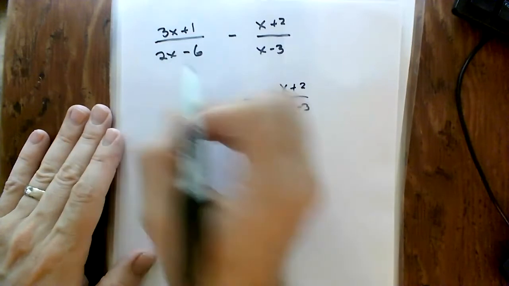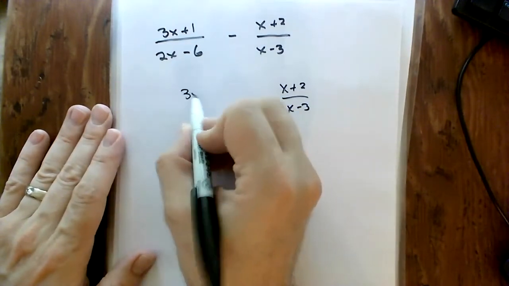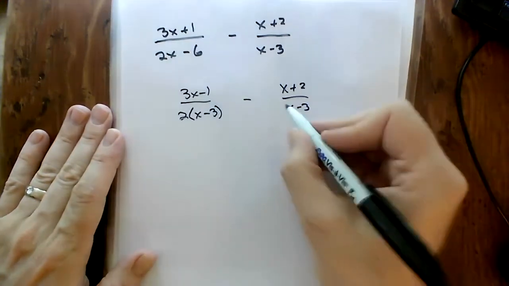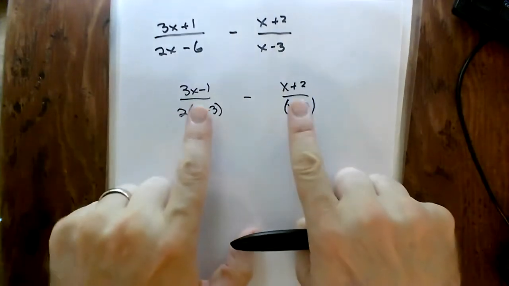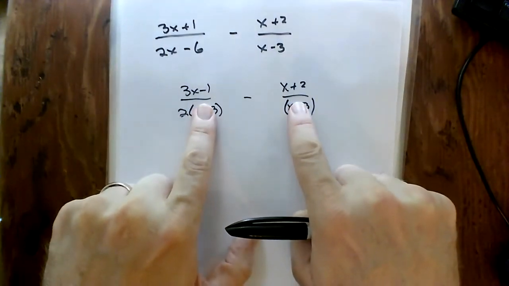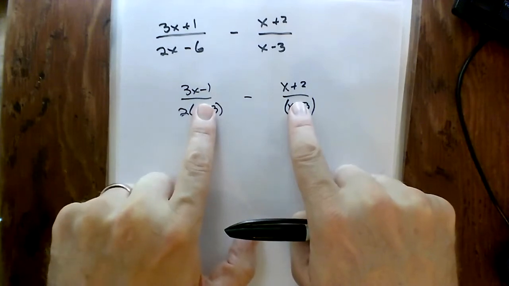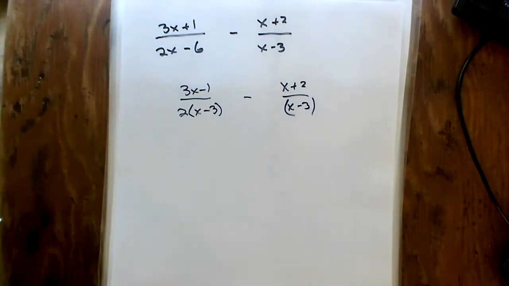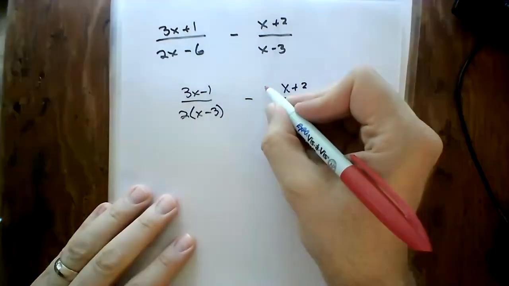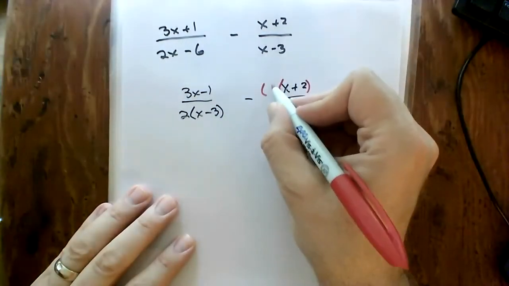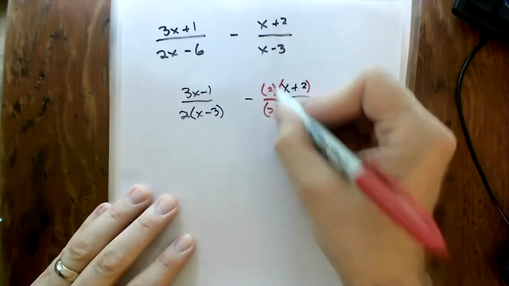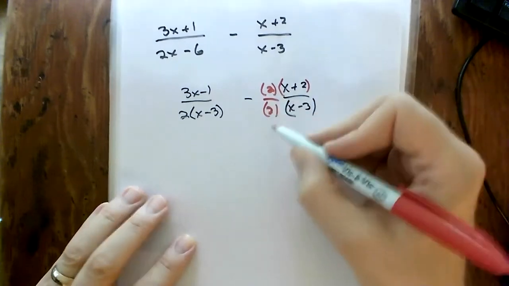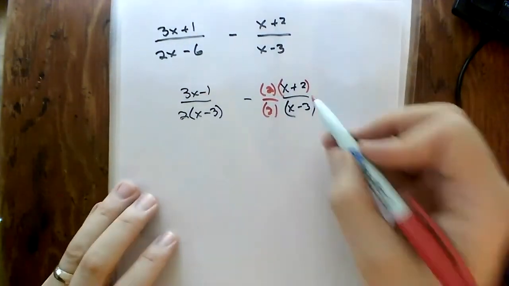But I can factor out a greatest common factor here on the left. So this is 3x minus 1, and if I factor 2 out, I've got 2 times x minus 3. And now I can see that I've got a common factor of x minus 3. So what is my missing factor? Well, I'm only missing a factor of 2 on this particular one here on the right. So I'm going to multiply this by 2 over 2. 2 divided by 2 is just 1. All I'm doing is changing the form of this without actually changing the value.